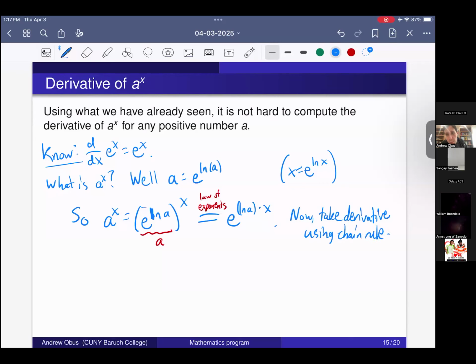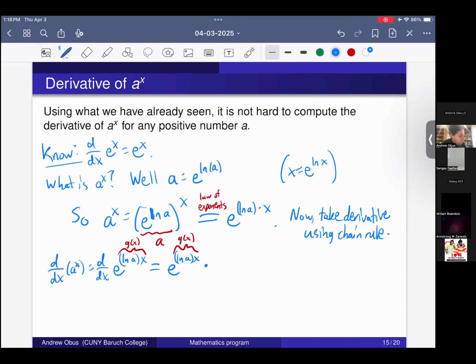Let's take the derivative using the chain rule now. The derivative of a to the x is the derivative of e to the ln of a times x, which we've seen before. Using the chain rule, it's e to the something. Think of this whole thing as g of x. So it's the derivative of e to the x at g of x, which is just e to the g of x again. So e to the ln of a times x. This is again still our g of x.